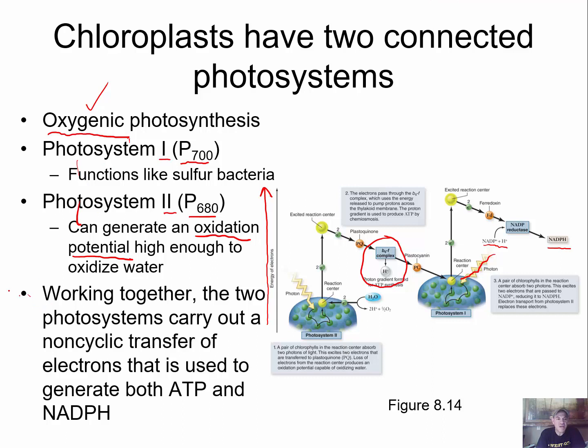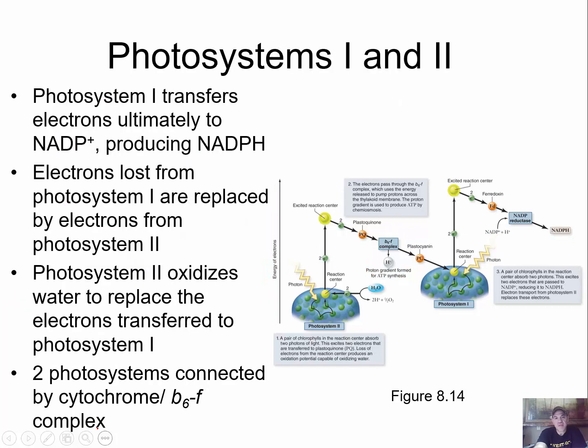So the two photosystems, if we look at that diagram, are basically going to be working together to carry out what's called non-cyclic transfer of electrons, because the electrons don't come back. Ultimately, these light-dependent reactions are going to produce ATP and NADPH, which are going to be used for the light-independent reactions, where we actually reduce carbon dioxide to make glucose or organic molecules.